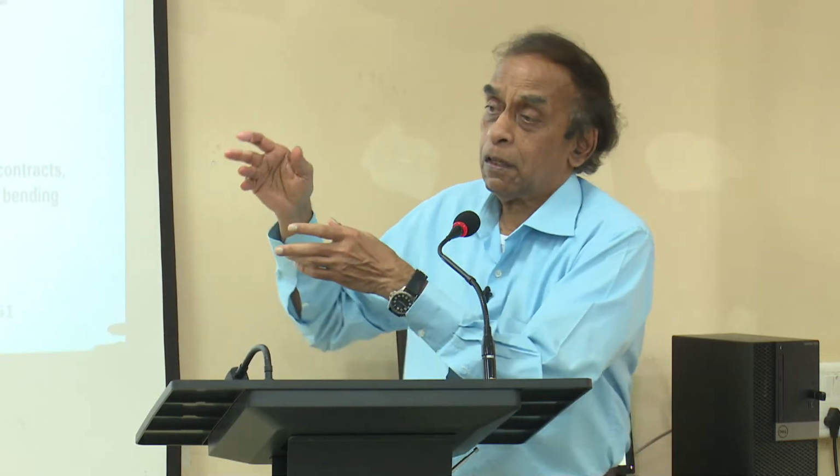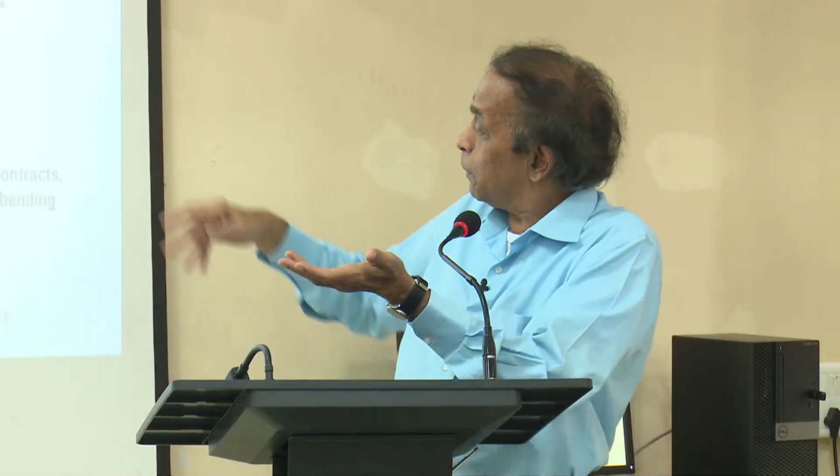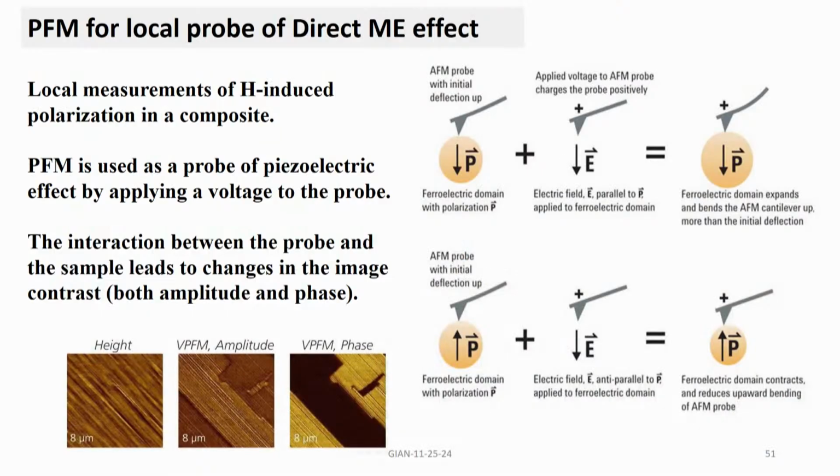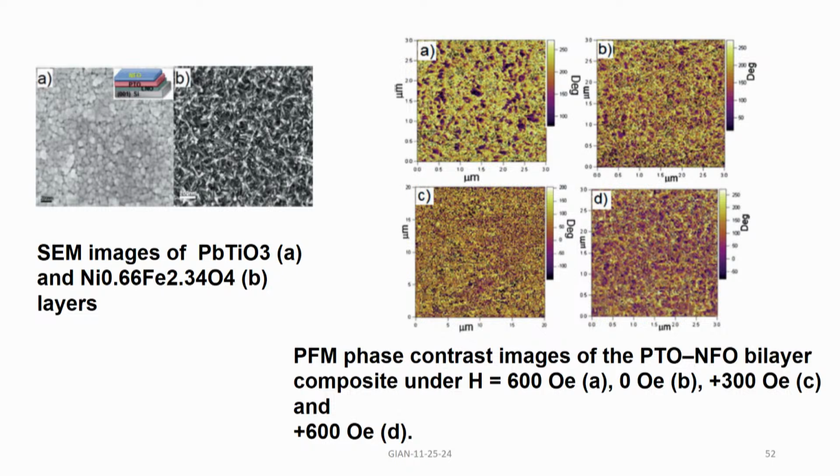That would be a measure of the magnetoelectric coupling. Or otherwise, you can look at the ferroelectric domains using PFM. Then you apply a magnetic field, and you will see a change in the PFM amplitude and phase. That is shown in this picture. These are PFM patterns, and there is a typo here. A should be minus 600 Oersted. B is there is no magnetic field. C is under plus 300, and D is under plus 600.